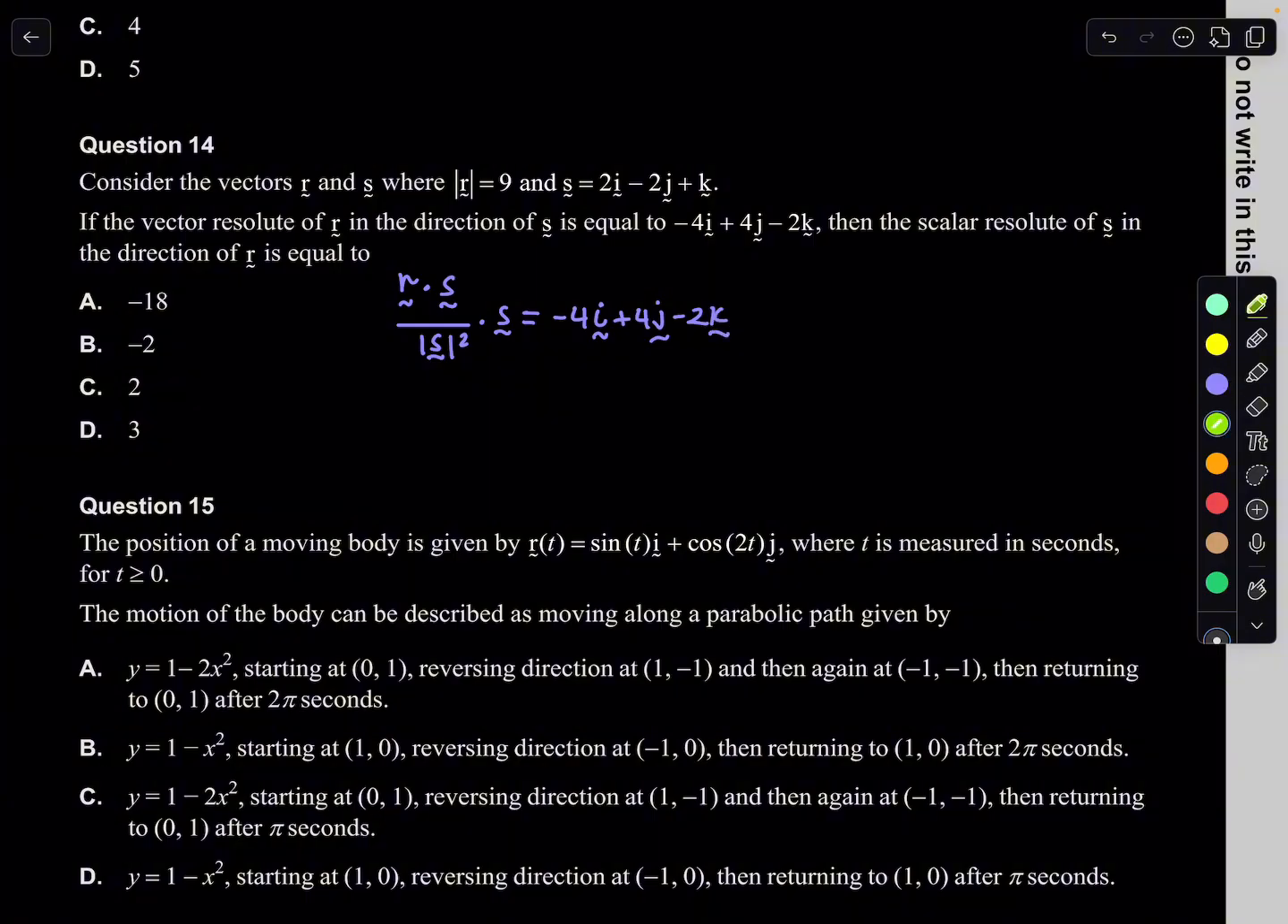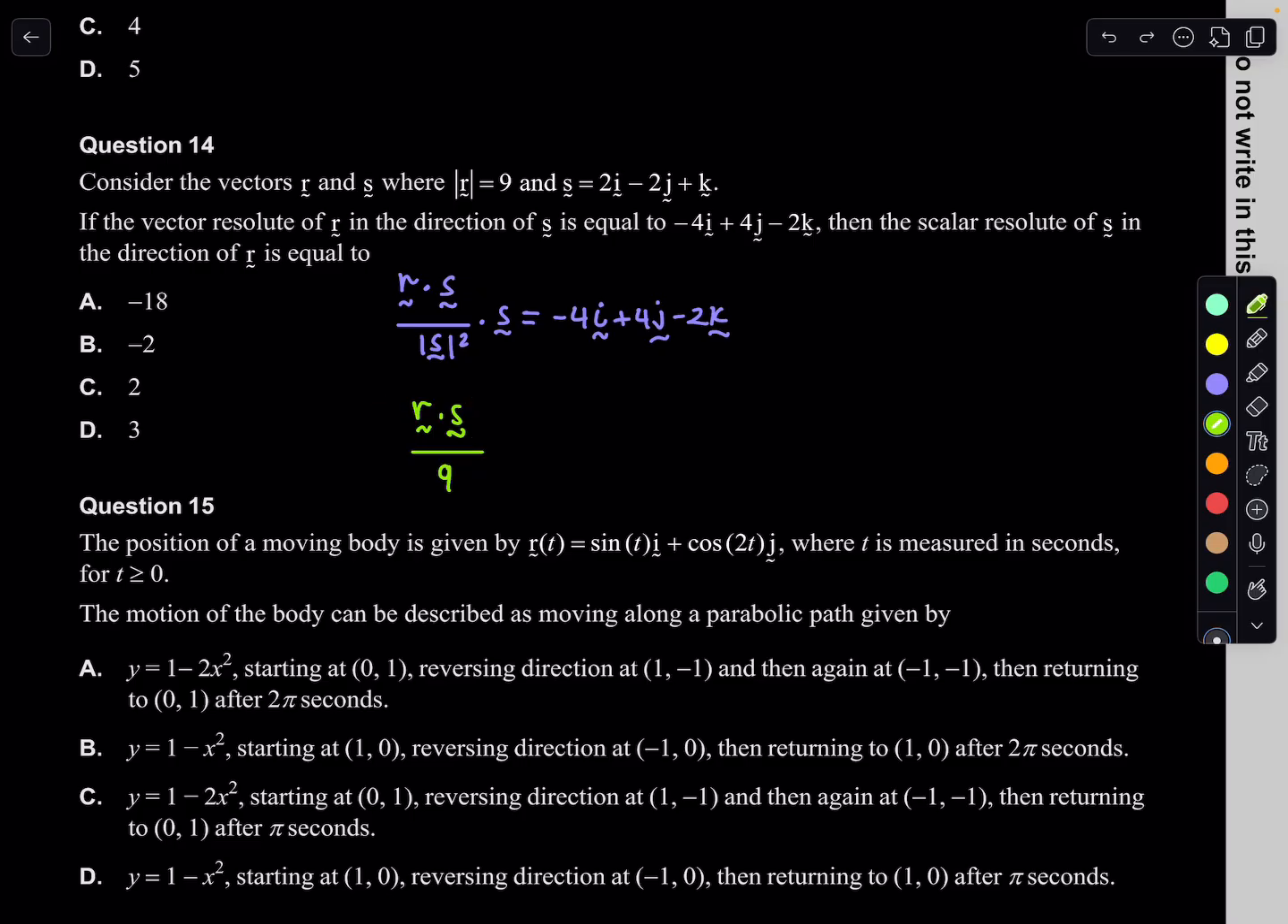And so we know the scalar resolute of s in the direction of r. It doesn't matter, when you do the scalar, you can do r dot s or s dot r. So we can just write it again, r dot s. But in what direction is it? It's in the direction of r. And we know the magnitude of r is just 9. So we can actually just replace that with 9. And this is what we want to find out, this whole expression. So we just need to find r dot s, the dot product.